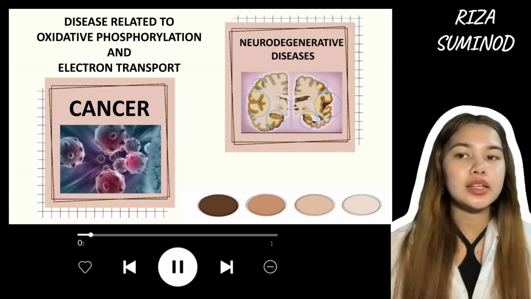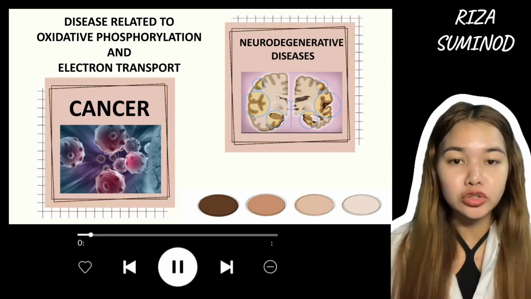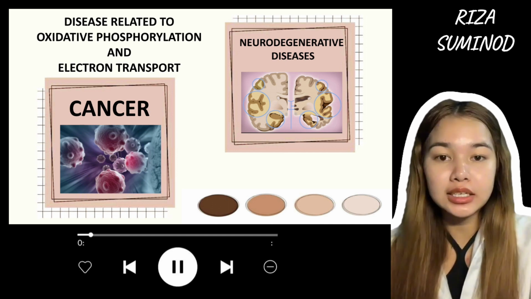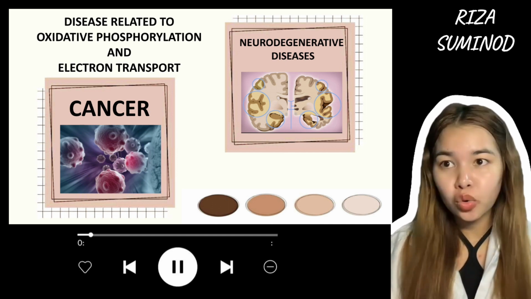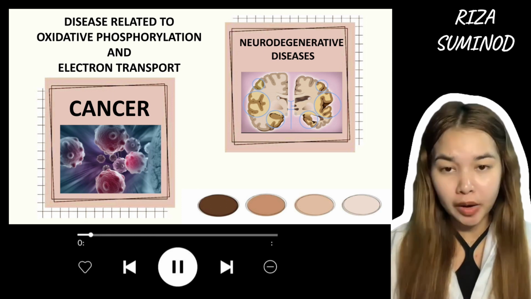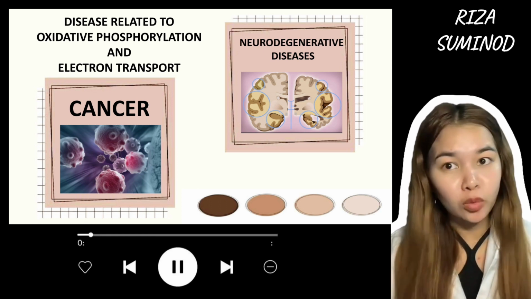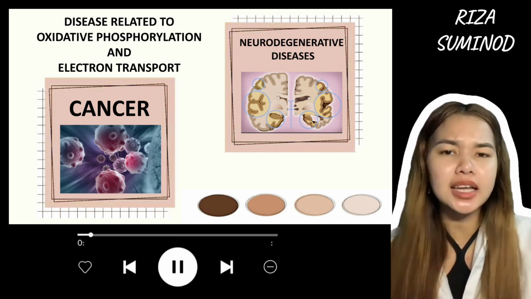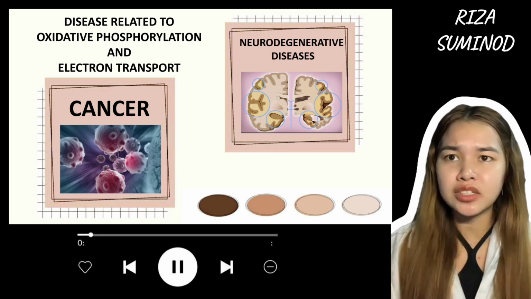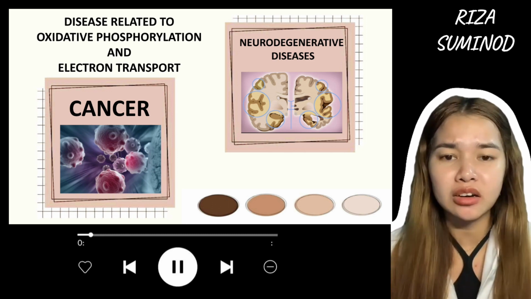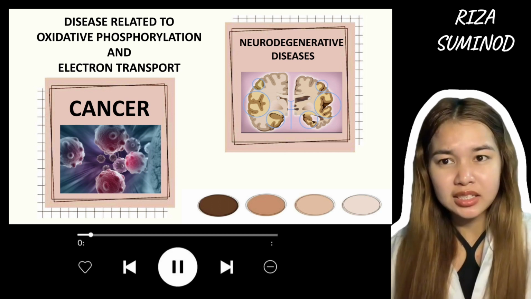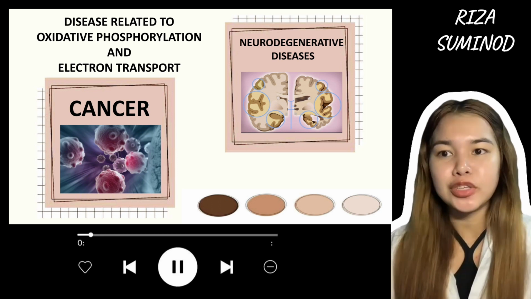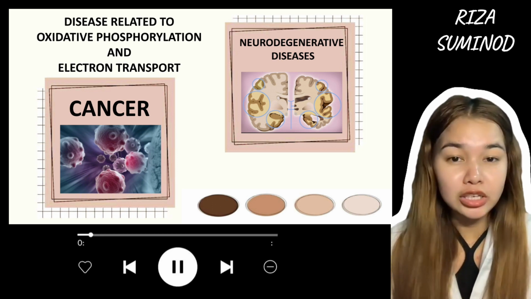Next are the diseases related to oxidative phosphorylation and electron transport. The first disease is cancer. As we all know, cancer is a disease in which some of the body cells grow uncontrollably and spread to other parts of the body. Cancer can start almost anywhere in the human body, which is made up of trillions of cells. And the second is neurodegenerative diseases or disorders. Examples of these are Alzheimer's disease, another memory disorder, ataxia, and Parkinson's disease. Yes, those are the examples of neurodegenerative disorders.